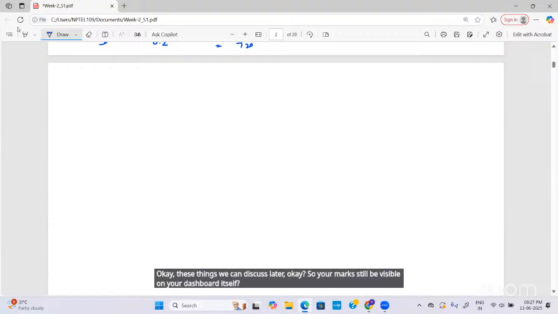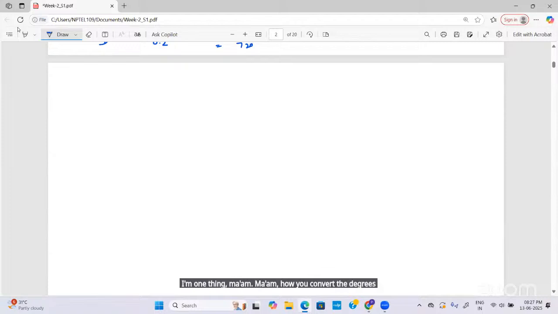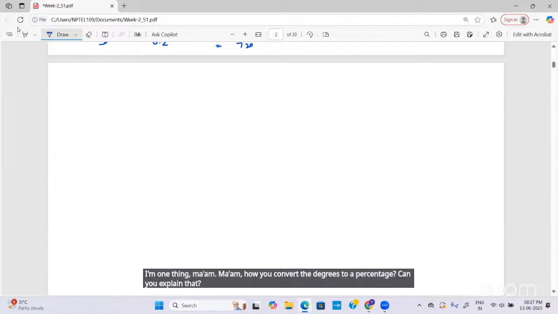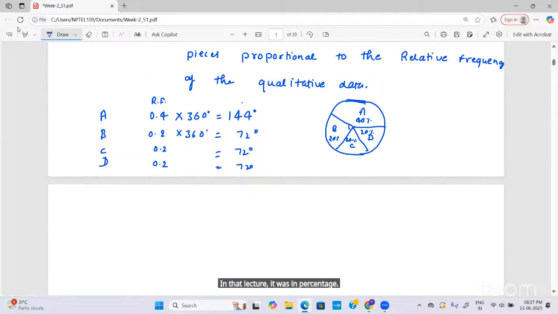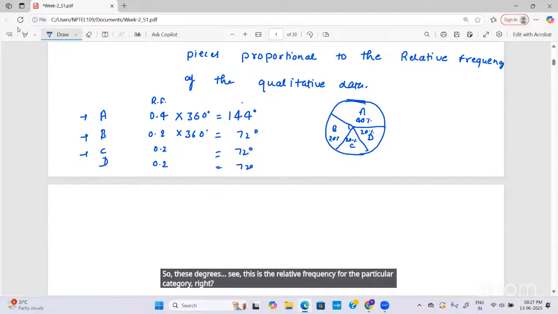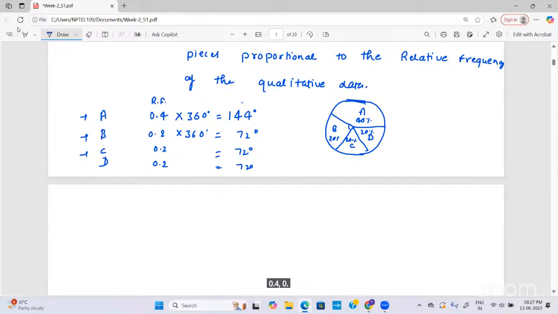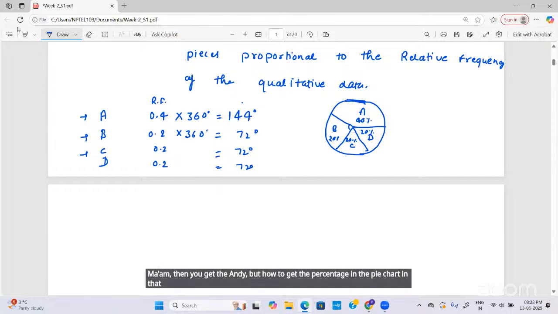Ma'am, how do you convert the degrees to a percentage? Can you explain that? In that lecture, it was in percentage. So see, this is the relative frequency for the particular category, right? 0.4, 0.2. So you have to multiply it by 360 degrees because 360 degrees is the total for the circle. Ma'am, then you get the angle, but how to get the percentage in the pie chart? In that lecture, it was totally percentage.